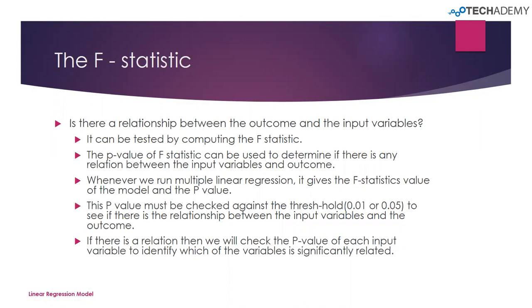The F statistic tells us, is there a relationship between the outcome and the input variables? Sometimes we understand that a specific input variable or a set of input variables are responsible for predicting the outcome variable. For example, the engine size of the car is responsible for the price of the car.